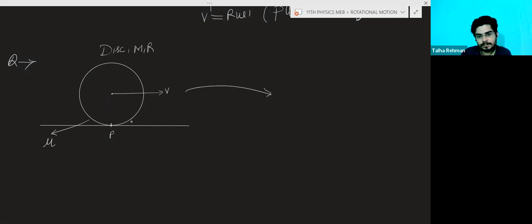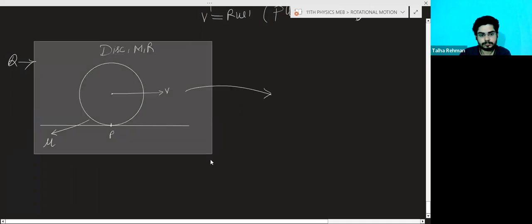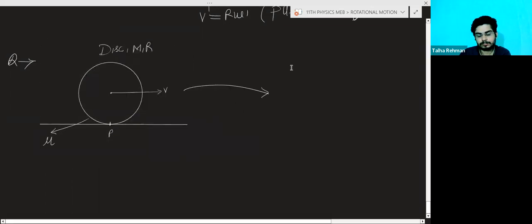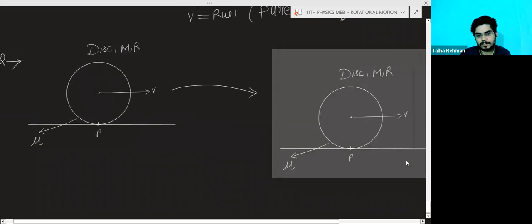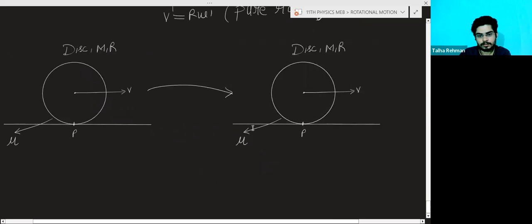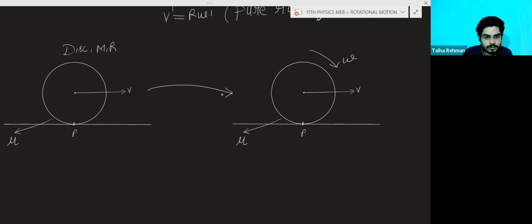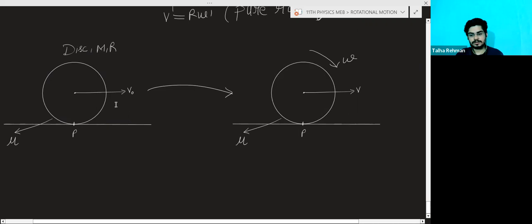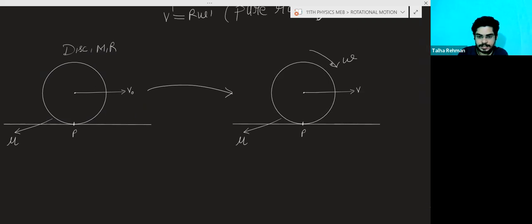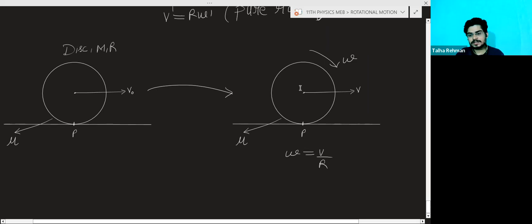Suppose after some time this disk will have some angular velocity omega. Initial velocity of the disk is v naught. Final velocity is v, and angular velocity is omega. And this condition is given: omega is equal to v by r, which means after some time the body starts pure rolling.